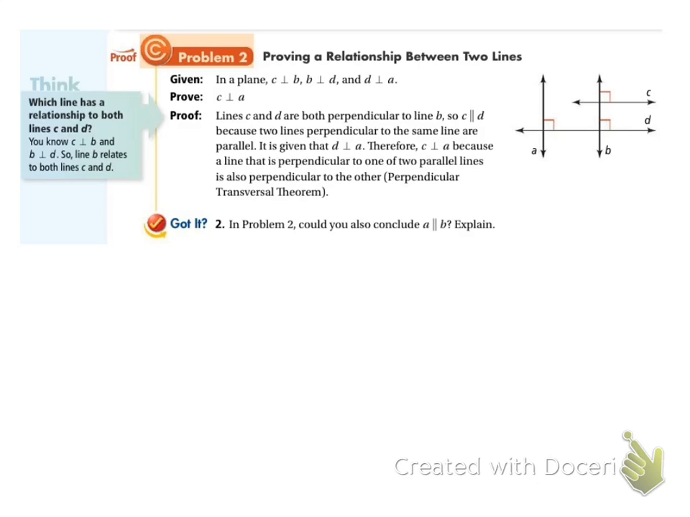Okay, we're just going to skip down to our Got It problem. Can we conclude that A is parallel to B? If I look right here, D is perpendicular to A, and D is perpendicular to B. So yes, A is parallel to B.